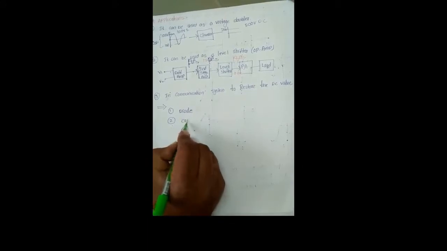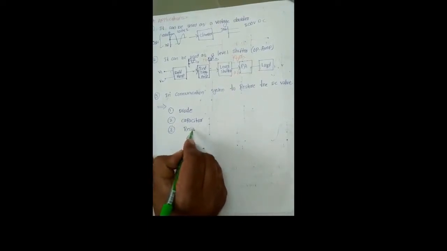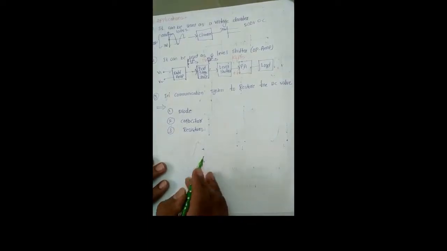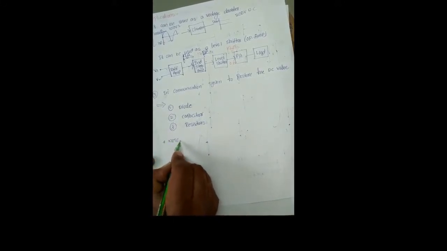Now, to construct the clamper circuit, we require some components. The first one is the diode, the second one is the capacitor, and the third one is the resistor. With the help of these components, we construct the clamper circuits. And here we need to discuss a few important points about the capacitor.